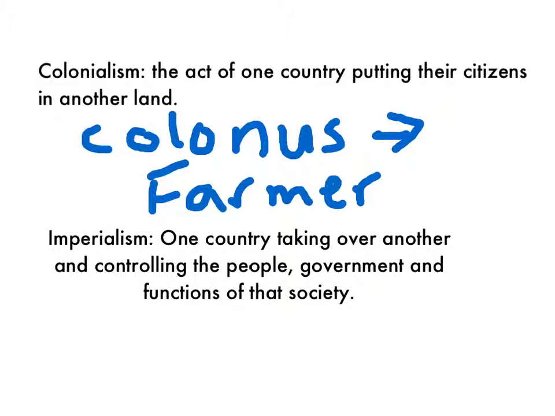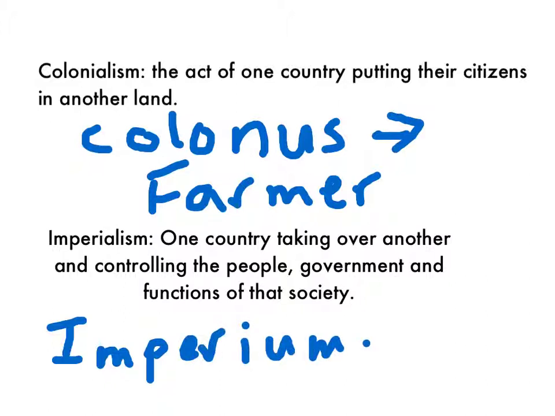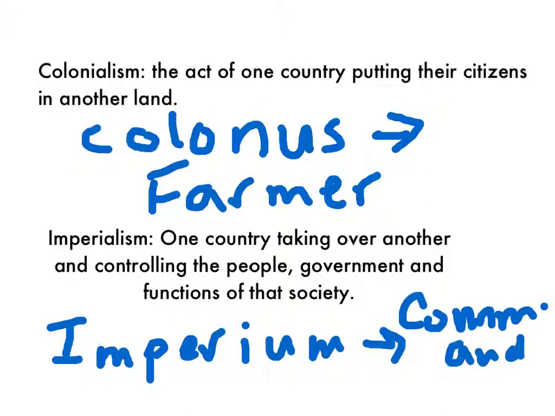Imperialism, on the other hand, is slightly different. Imperialism is the idea of one country taking over another country and really controlling all the aspects: the people, the government, the functions of that society. The root for imperialism comes from the Latin word imperium, I-M-P-E-R-I-U-M, which means command. So imperium means command, colonialism means farmer. You can see the difference in those two terms.